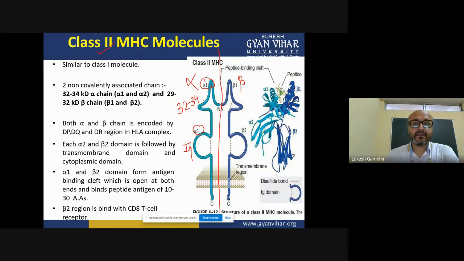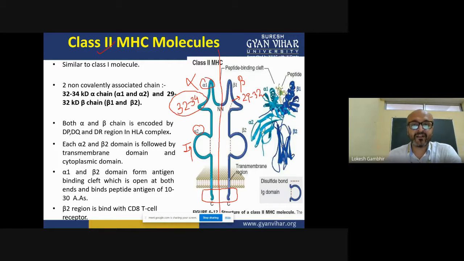But here you will see that the alpha chain is made up of two domains and the beta chain is also made up of two domains: alpha 1, alpha 2, beta 1 and beta 2. Then they have a pretty lengthy cytoplasmic tail. Both the chains have the lengthy cytoplasmic tail. In class 1, that was not the case. Only the alpha chain had a cytoplasmic tail. Now, the molecular weight of the alpha chain ranges from 32 to 34, whereas the beta chain molecular weight ranges in the same region, but it is somewhat lesser when we compare it to the alpha molecule.